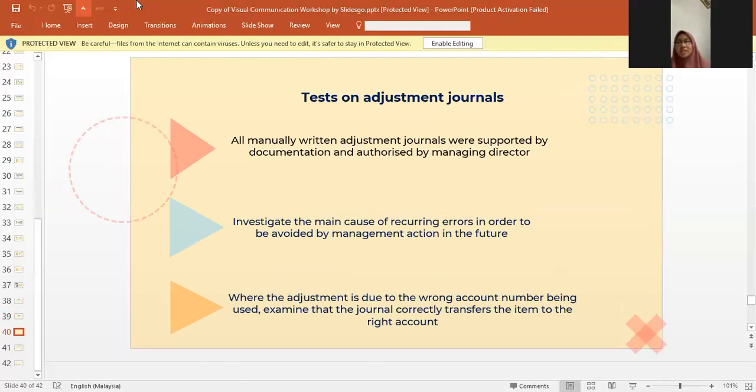Next, on the tests on adjustment journals, I must check that all manually written adjustment journals were supported by documentation and have been authorized by the managing director. Second, need to investigate thoroughly the main cause of recurring errors in order for management to avoid this in the future. And the third test on adjustment journals is to examine that the journal correctly transfers the item to the right account where the adjustment is due to the wrong account number being used.